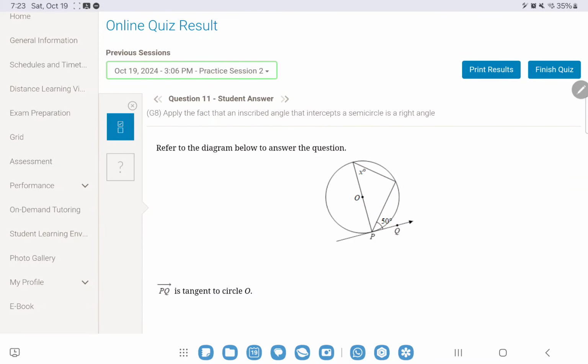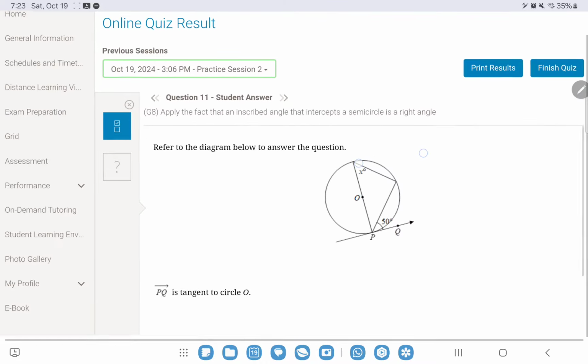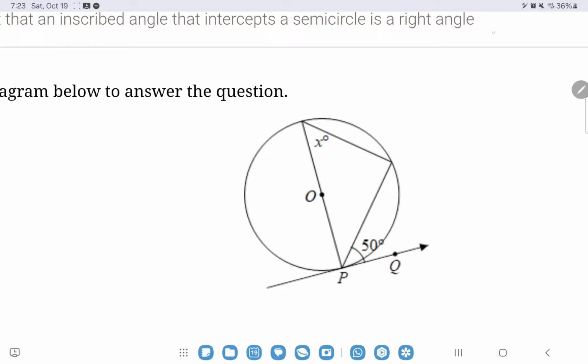Okay, so they want you to find x, and the only given they tell you is PQ is a tangent to circle O. So let's solve it. To find x, we know that these are both intercepting the same arc. This tangent intercepting this arc, so this is going to be 100 since they're intercepting the same arc. Wait, let me draw it in a different color.